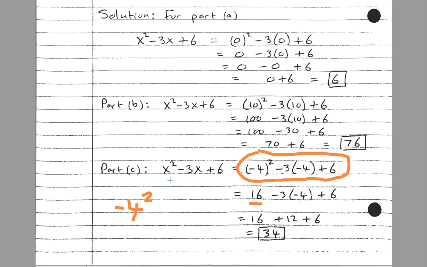But it's really whatever x is. This means x times x. So if x is negative 4, it's negative 4 times negative 4. So we really need those parentheses.